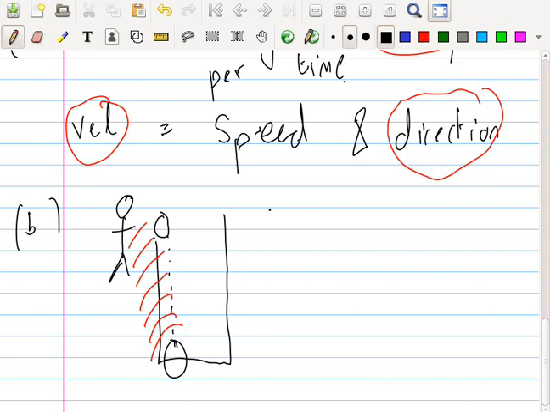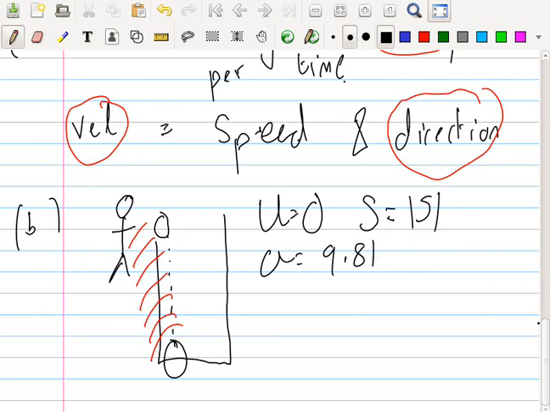So firstly, the time to fall. Well, what's U? 0. V, we don't know, don't care, actually. S is 151, and A, 9.81. So we only want T, so will V squared equals U squared plus 2AS? No. S equals UT plus a half AT squared. Yeah, that one.